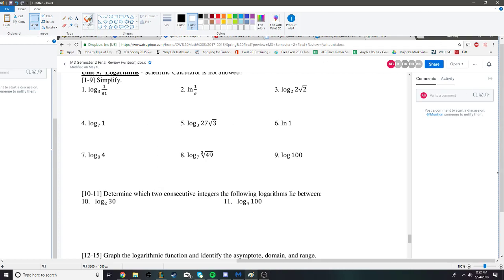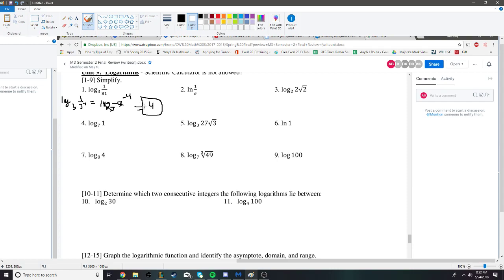Alright, Unit 9, last one. So we need to rewrite this as a base of 3. So this is actually log base 3 of 1 over 3 to the 4th power, which is log base 3 of 3 to the negative 4 power. And cross out the base, your answer is just negative 4.